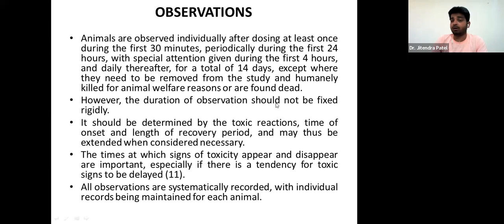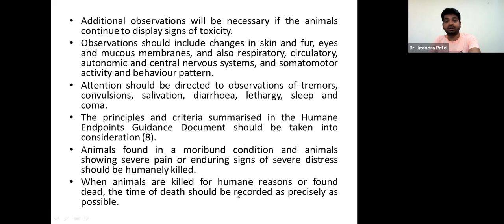However, the duration of observation should not be fixed rigidly. It should be determined by the toxic reactions, time of the onset, and the length of the recovery period, and may thus be extended when considered necessary. It may vary. The time at which signs of toxicity appear or disappear is important, especially if there is a tendency of toxic signs to be delayed. All observations are systematically recorded, right?